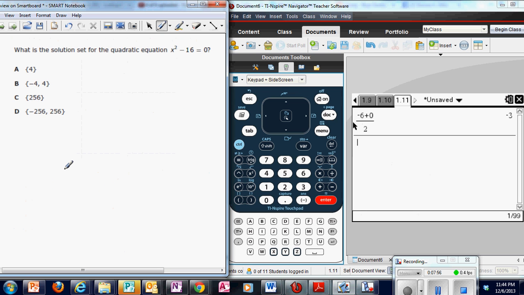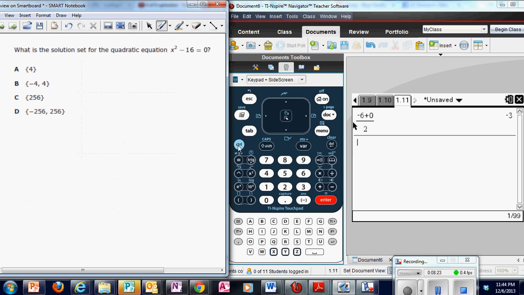Alright. What is the solution set for the quadratic x squared minus 16 equals 0? Well, the solution set consists of all of the possible x values. Some of us want to automatically think, oh, get the 16 on the other side. 4 times 4 is 16. That's my answer. Some of us get mixed up with the square root and squaring, and that's where we get 256. But keep it simple and just graph it, and we won't have any mistakes.